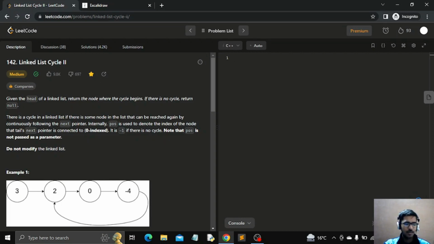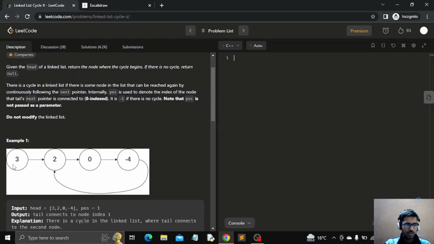It states that there is a cycle in a linked list if there is some node in the list that can be reached again by continuously following the next pointer. For example, in this linked list, if we keep following the next pointer, from the node with value -4 we can go back to the node with value 2. As this node can be visited again, there is a cycle in this linked list.